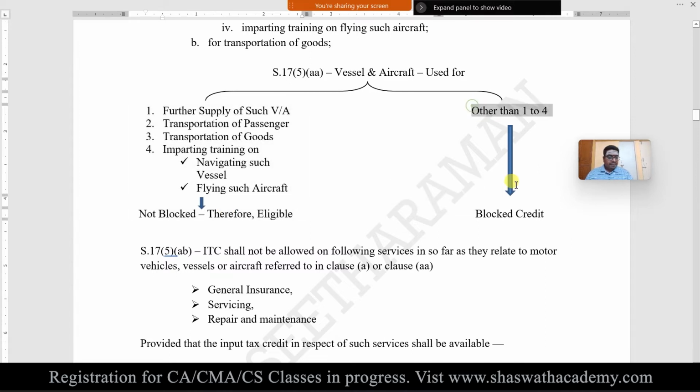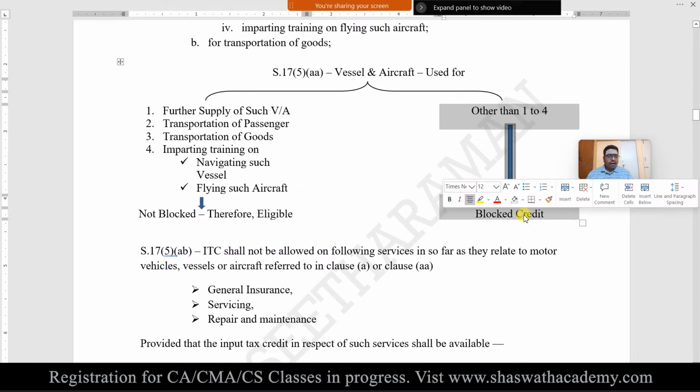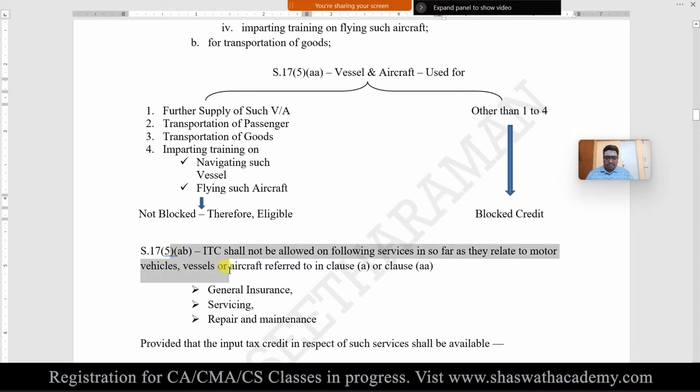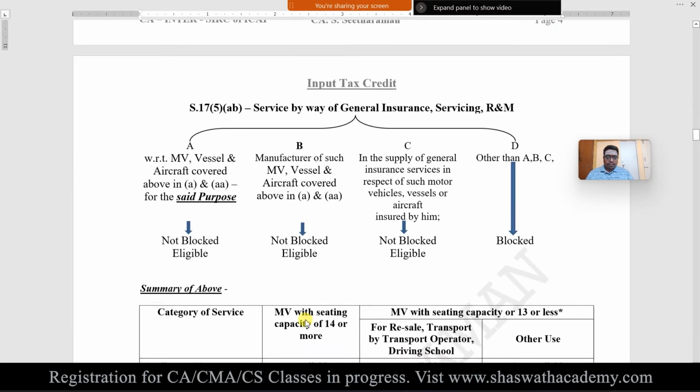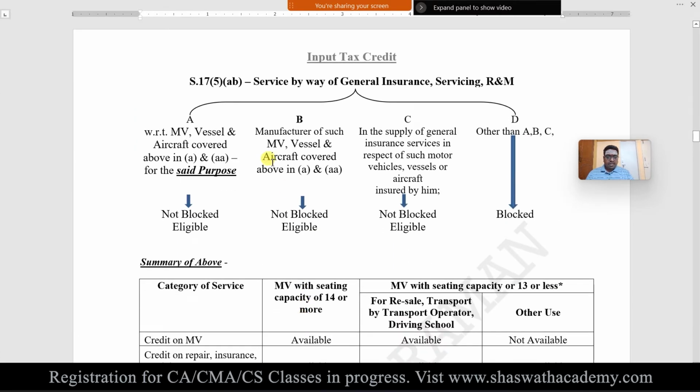When the original supply is blocked, the original vehicle, vessel or aircraft is blocked, sorry, its support services are also blocked. Remember, sir, why are you saying so, sir? Here comes the support services, 17(5)(ab). Let's have a quick look into this area, my dear. Have a look at this. Services by way of general insurance, servicing and repairs and maintenance. If it is for the said purpose, it is not blocked, eligible.